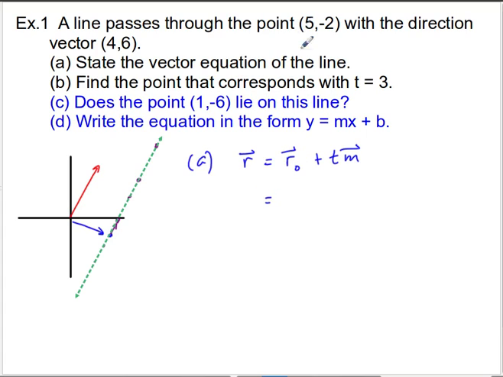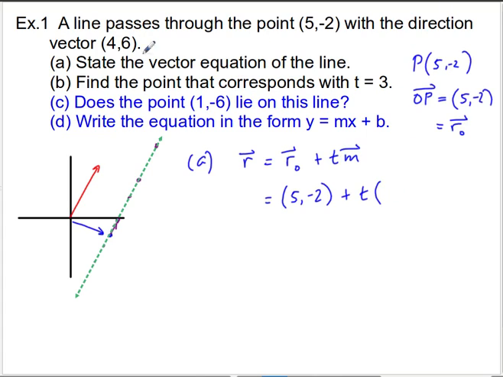In this case, our starting point is at 5, sorry, 5, negative 2. That means there is a vector that we could describe which goes to that starting point from the origin, and we are setting that to be our initial vector, r0. So that r0 in component form is 5, negative 2. The scale factor can be any number, t, and our direction vector is already given to us. The direction vector is 4, 6.